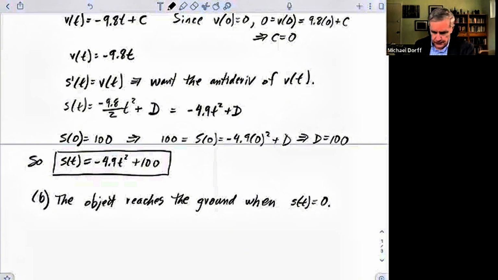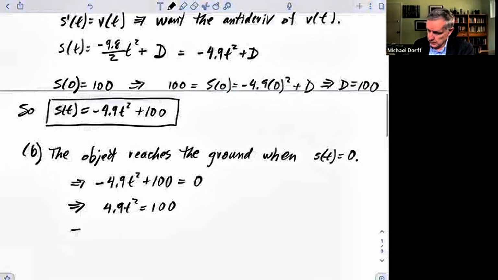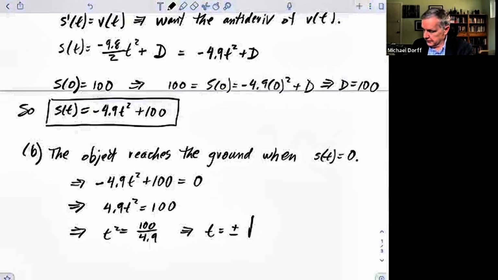All right, so this gives us that we have negative 4.9 t squared plus 100 equals 0. So now I'm going to solve for t. So that gives me 4.9 t squared equals 100, or t squared equals 100 over 4.9, which then gives me t equals plus or minus the square root of 100 over 4.9.